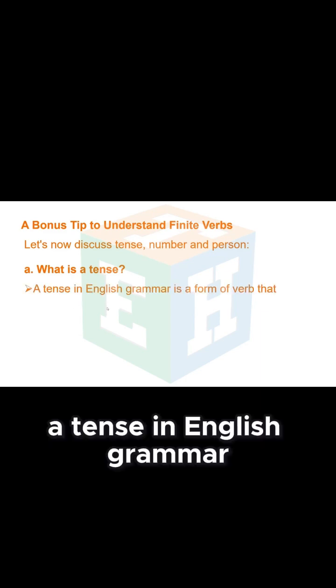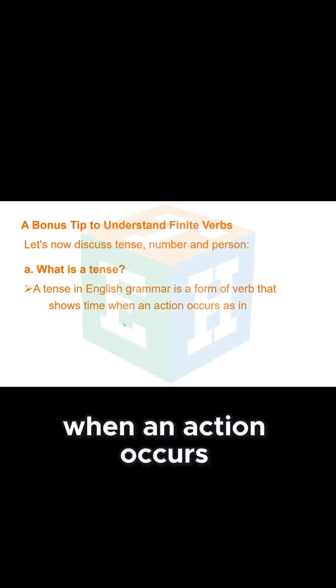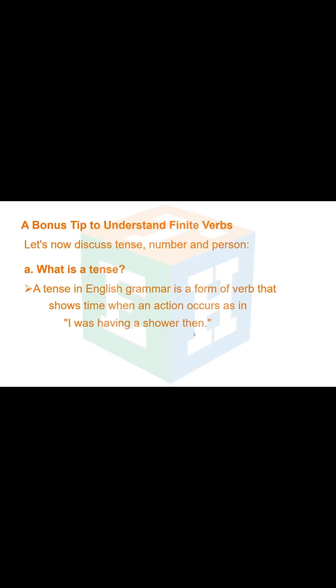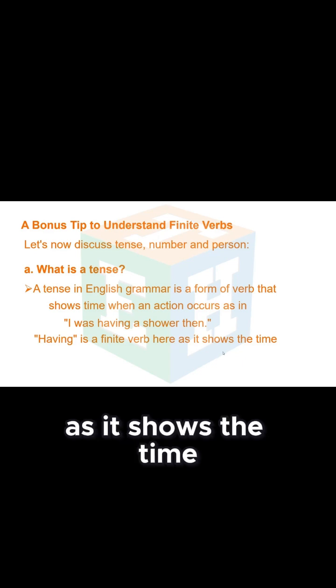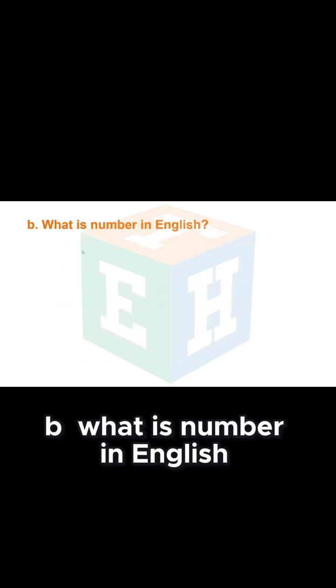A tense in English grammar is a form of verb that shows time when an action occurs, as in, "I was having a shower then." "Having" is a finite verb here, as it shows the time when the action of having a shower took place. B, what is number in English?